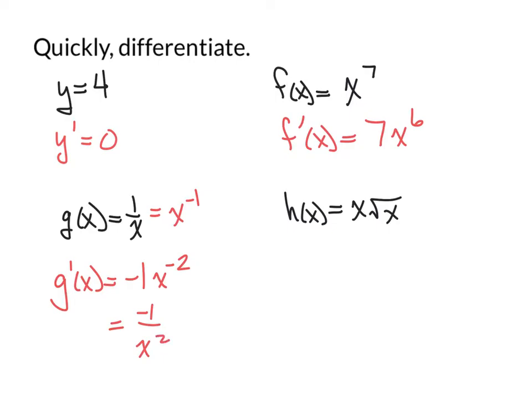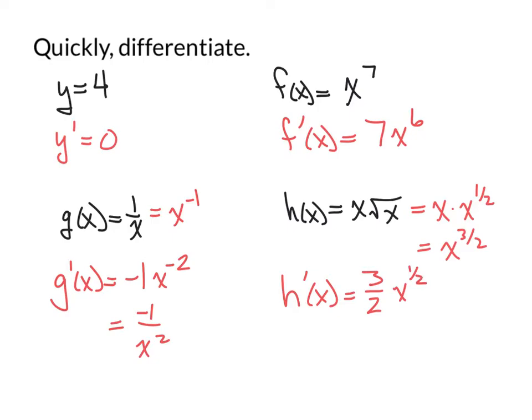For h of x, since we have x times the square root of x, that would be x times x to the 1/2. Putting those two together, that would be x to the 3/2 power. So our derivative is going to be: bring the power down, 3/2, and then reduce the power by 1. If we take 1 away from 3/2, we're left with 1/2. And if you want to rewrite that as a radical function, that would be the square root of x.